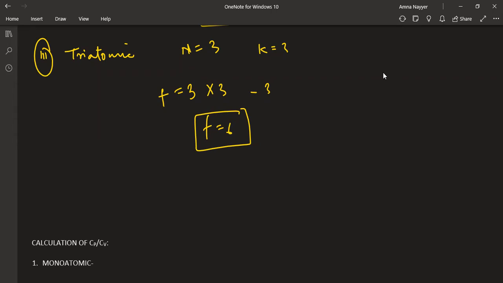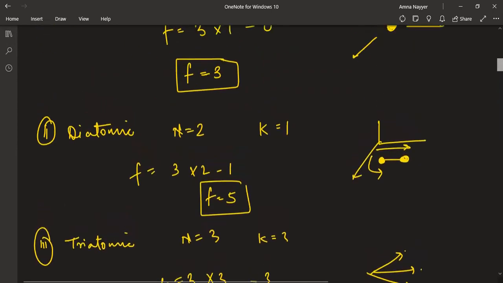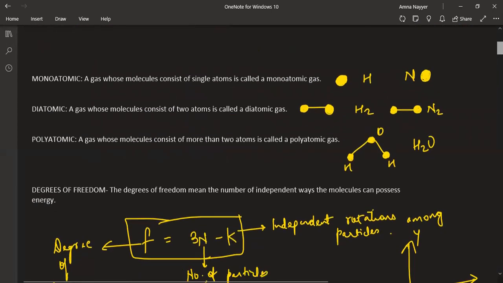Fine. So it means it has 6 degrees of freedom. This means it can translate, it can rotate in all the planes, and it can vibrate also. Vibration, you can leave it. It's like 3 rotations are possible in the 3 axes and 3 translation motions that make it for triatomic molecules. So this is what is meant by degree of freedom.